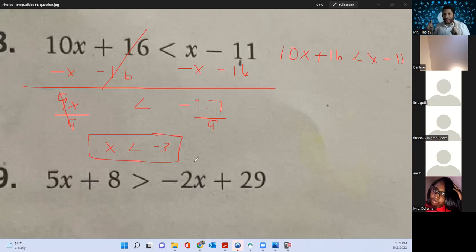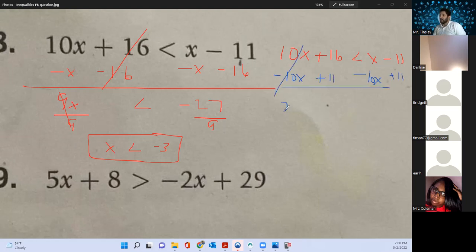The reason why I did it that way is because I said, hold on, I want my x's on the left side. So since my 10x is on the left side, I want to keep it on the left side. So I'm going to subtract my x. Why? Let me show you why. I'm going to change my color to blue. But this time I'm going to subtract 10x. Since I subtracted 10x and I want my x's on the right, that means I need to add 11.